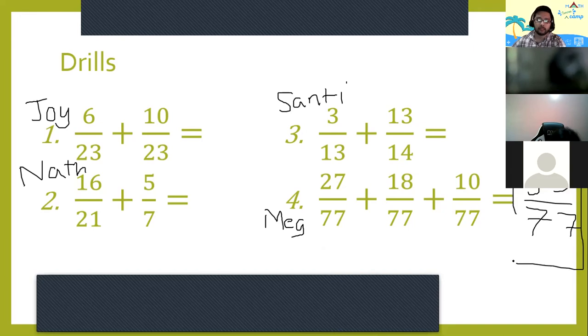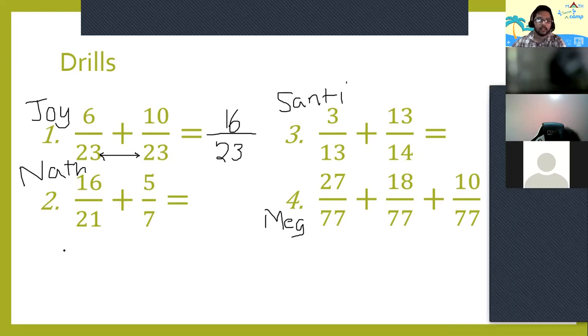Thank you, Meg. For number 1, as you can see, pareho yung denominators nila, right? So that means they are similar fractions. So just add the numerators and copy the denominator. 6 plus 10, 16. Okay? As for ito sa'yo, Natalie, if you're having a hard time, ipapakita ko sa'yo.